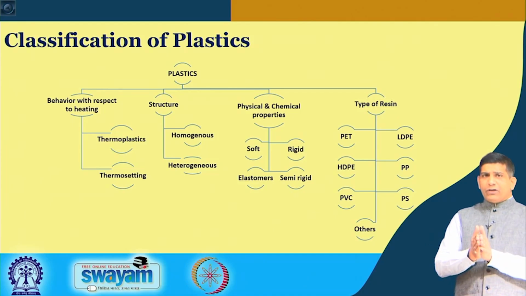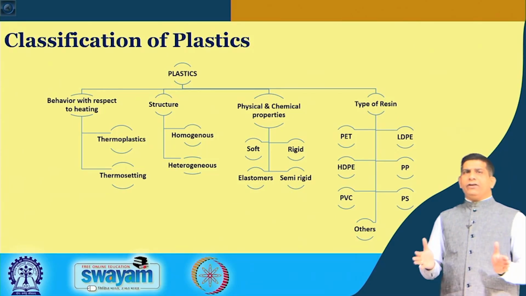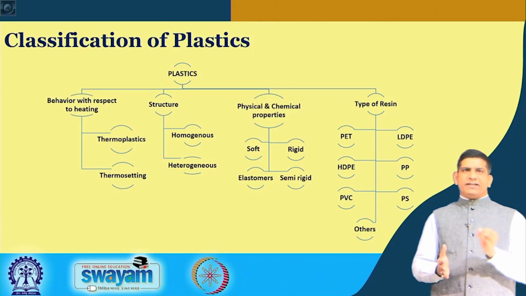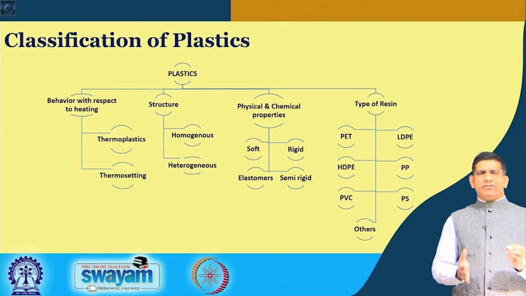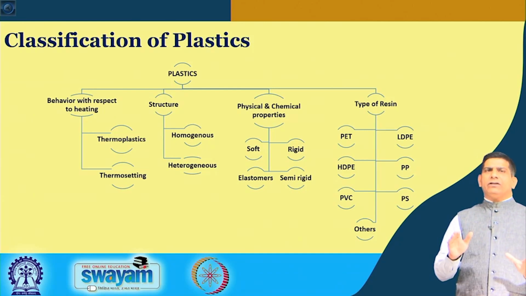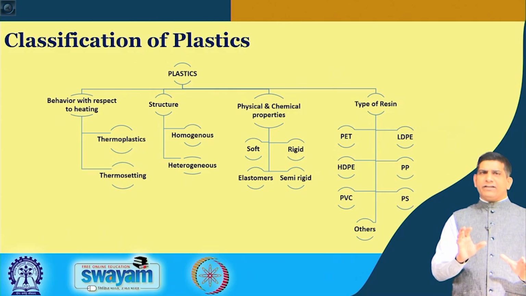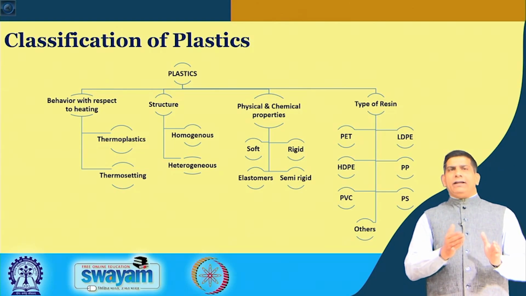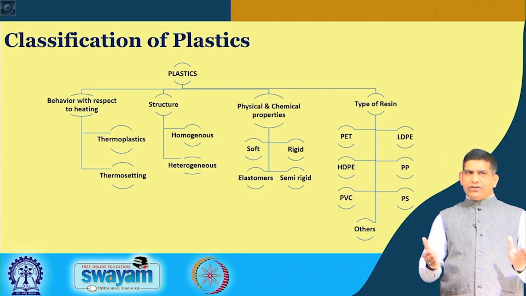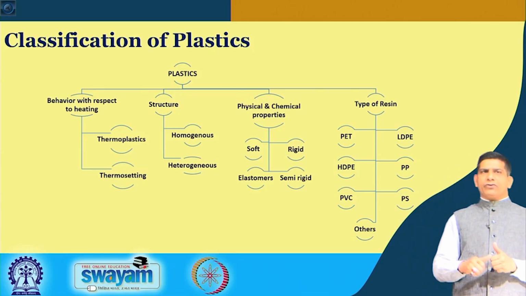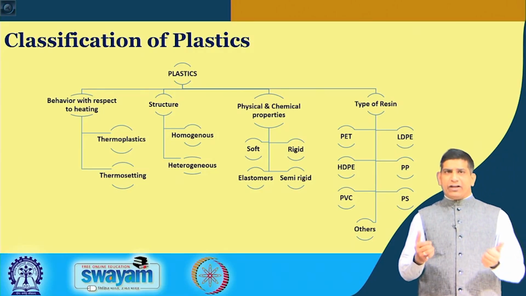So in this particular module, if we try to summarize, we started by looking at the different ways in which plastic is made, what the limitations of each method are, a brief overview of how the method works and what kind of product is made using that method. Then we also looked at some of the characteristics of plastic, why plastic is so popular and what different properties make it popular. Then we looked at the broad classification of plastic based on heating, based on structure, based on physical and chemical properties, and based on the type of resin used.